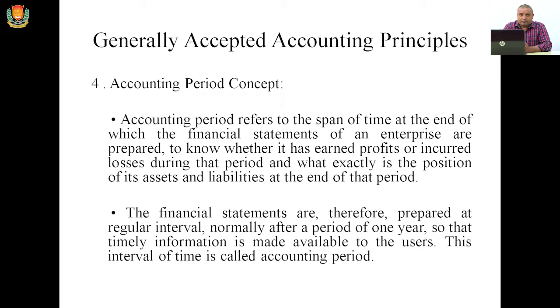When the incomes are greater than expenses, it is profit, and when expenses are greater than incomes, it is loss. But this comparison is made after a certain period of time. It is a given period of time, which we call financial year, and which is generally 1 year.